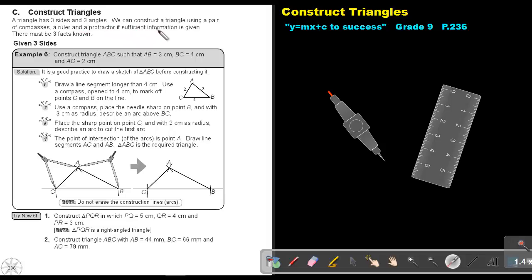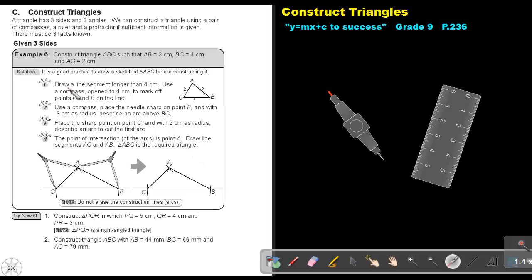If sufficient information is given, there must be 3 facts known. If the 3 facts given are 3 sides, let's look at an example. Construct triangle ABC such that AB is 3, BC is 4, and AC is 2 centimeters. It's good practice to draw a sketch of ABC before constructing it. So just make a rough sketch and fill in all the information.